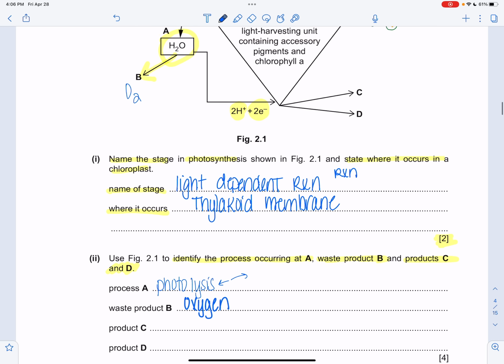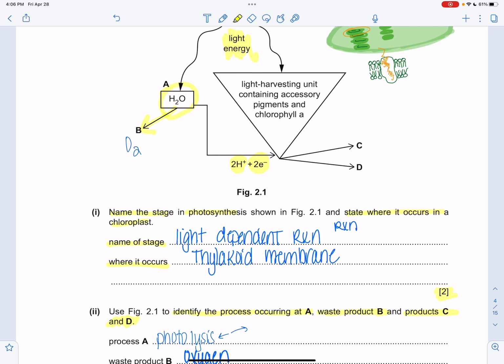Product C and D don't have to be specifically different from each other. There's two answers that you could put for either one. So whatever you put for C, it has to be something different for D, but C is not unique, neither is D. So one of these will require energy to move over to the stroma. What we're transporting over to the stroma is going to be these electrons and the hydrogen.